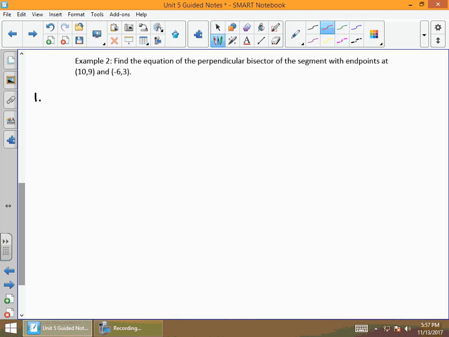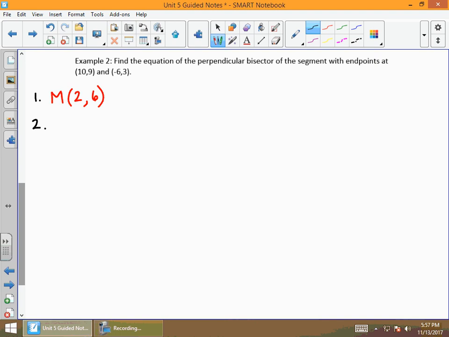So the midpoint, in this case, is x1 plus x2. 10 plus negative 6 is 4, divided by 2 is 2. Add my y's together. 9 plus 3 is 12, divided by 2 is 6. So find the midpoint first. This is now x1, y1.